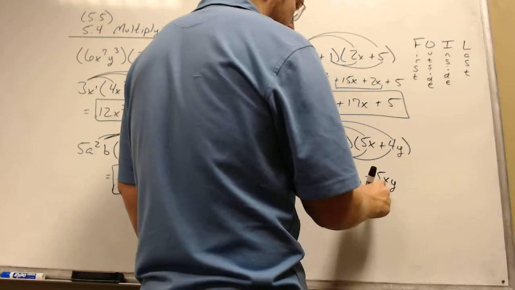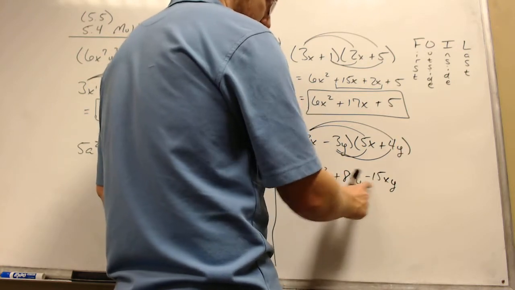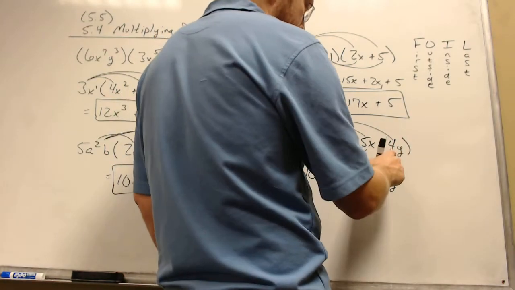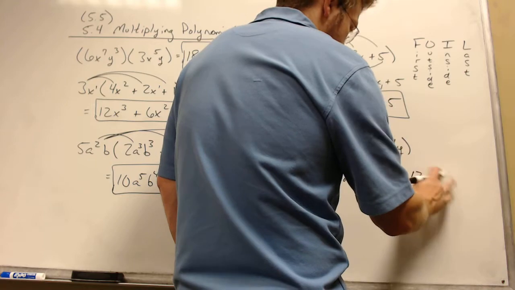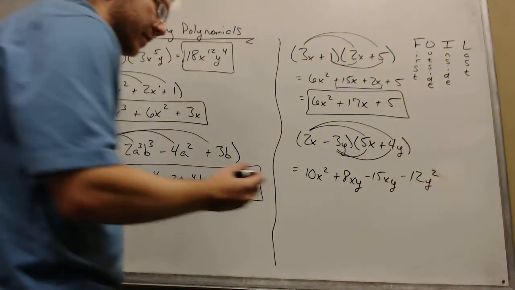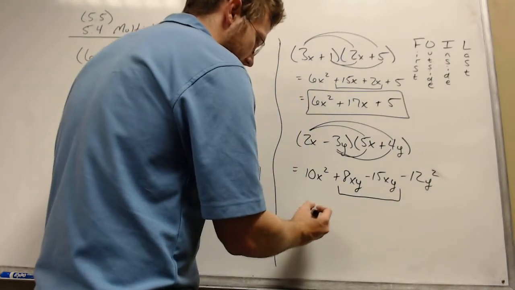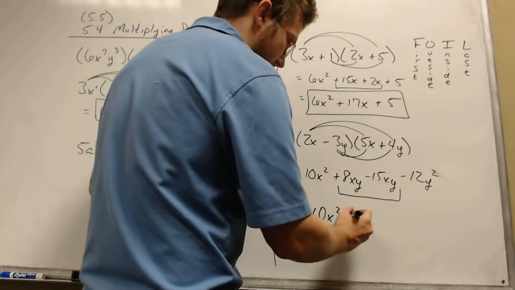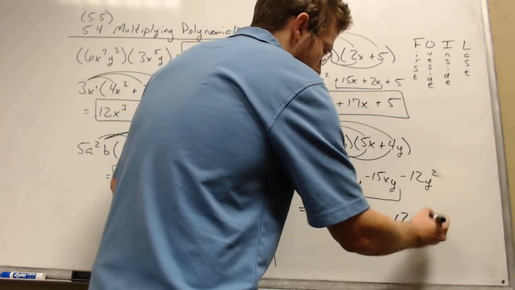It doesn't really matter what order you put x, y. It's just really common to write it in alphabetical order, so it's easier to see these are like terms. And then negative 3y times positive 4y would be negative 12y squared. Again, despite the more variables involved, these two middle terms are alike, so 10x squared, 8 minus 15 would be negative 7xy, minus 12y squared.